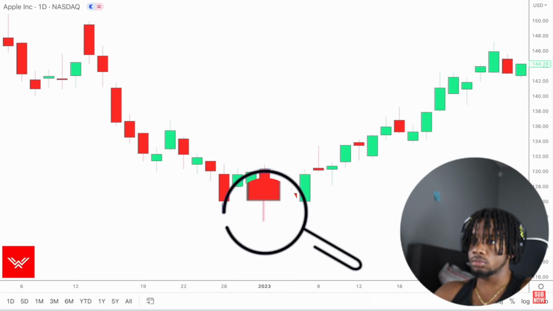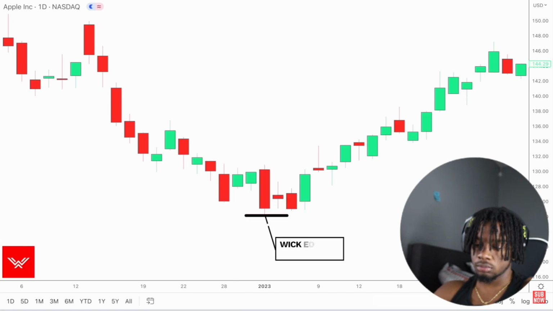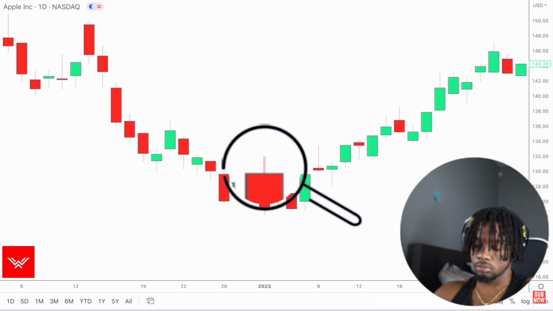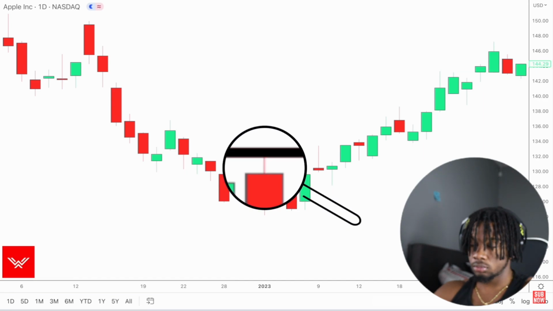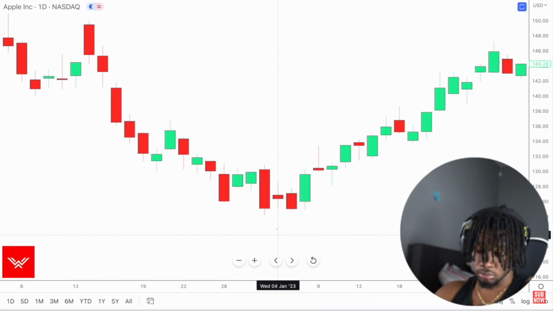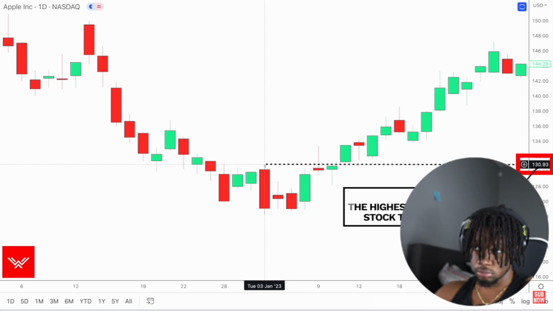The wick below is the lowest price that the Apple stock reached that day. Place your mouse at the bottom of the wick, and it shows $124.21 as the day's lowest price. The wick above is the highest price that the Apple stock reached that day. Place your mouse at the top of the wick, and it shows $130.93 as the day's highest price.